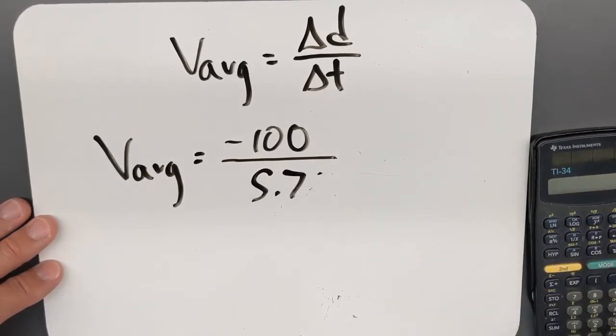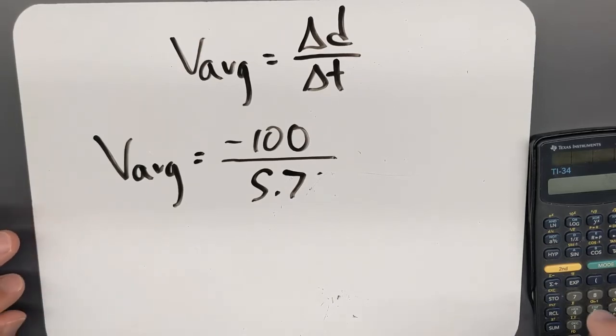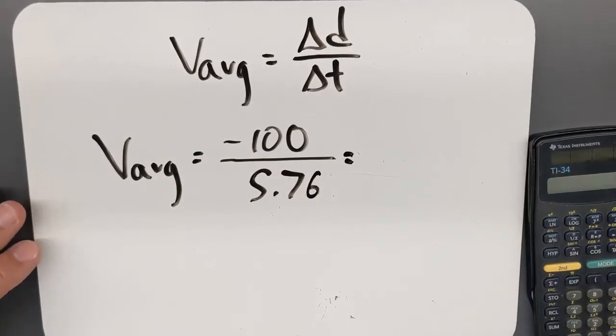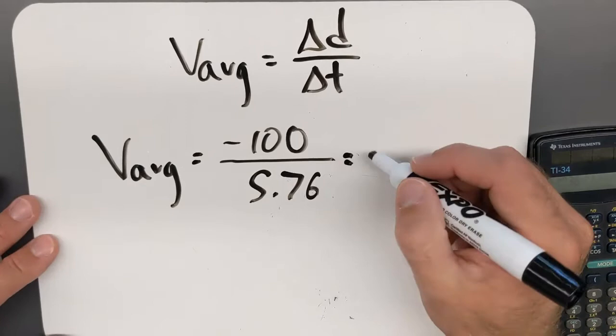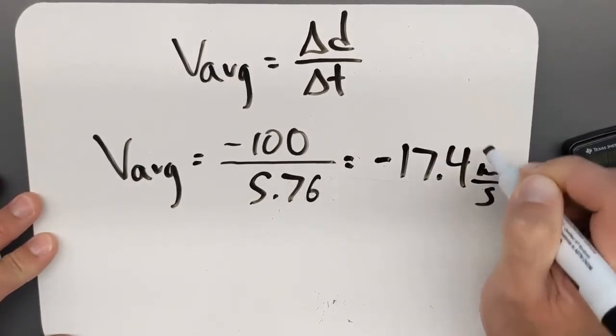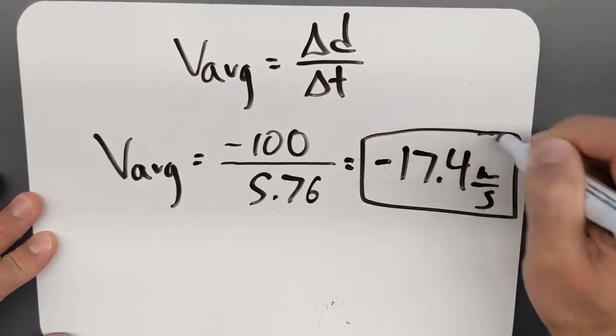Well, actually, I can do it. Let's see. What was it? 31.8, I think, minus 3, divided by, what was the acceleration? 5. Yeah, close enough. 5.76. It was about there. And we get an average velocity of -100 divided by 5.76. And I got negative 17.4 meters per second. The negative tells us the direction.